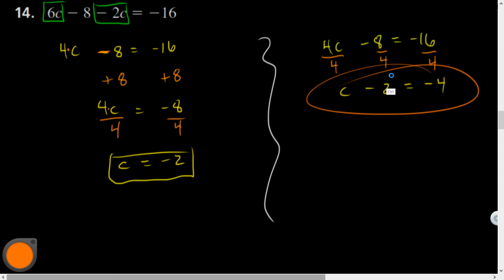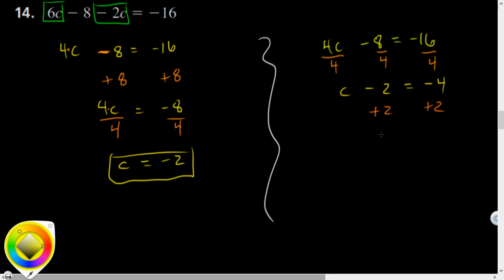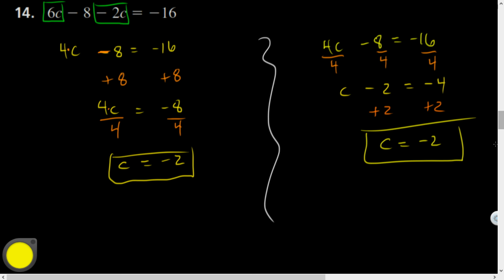If I did it this way, if we were adventurous and divided first, how would I solve this version? Add 2, both sides. I like it. Will this give us the same answer? Absolutely. Well done, our newest algebra-y. You don't have to be an algebra-y if you don't want. It's completely optional. It's okay.